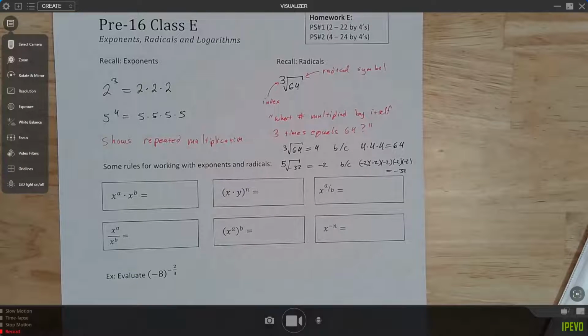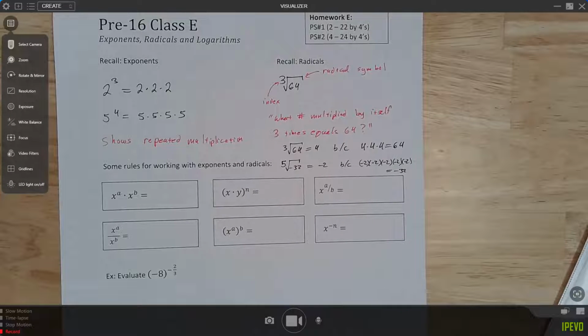Okay, so those are the rules for exponents and radicals. An exponent at its very basic level just means repeated multiplication. A radical is just kind of the undoing of that, right? You're asking the question, what do you multiply by itself so many times to get such a result?